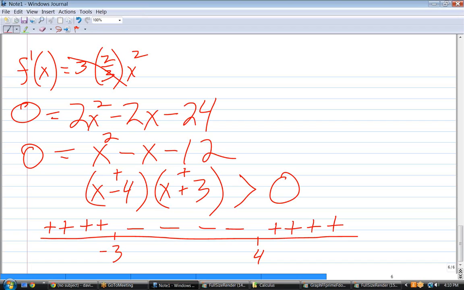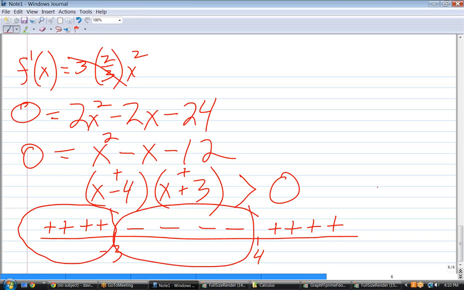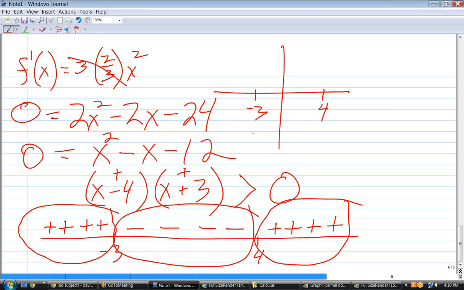Now, we know that this function is increasing from negative infinity to minus 3, decreasing from minus 3 to 4, and it's increasing again from 4 to infinity. So something like this, where if this is minus 3 and this is 4, it's increasing, decreasing, increasing. So the original function might look something like that.